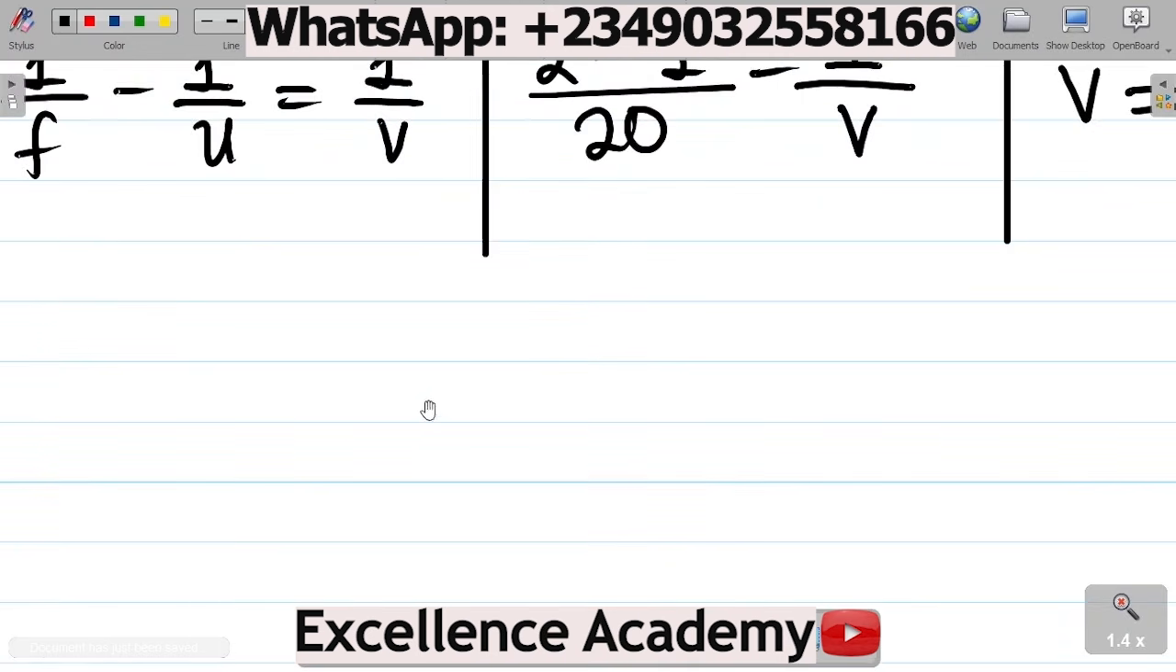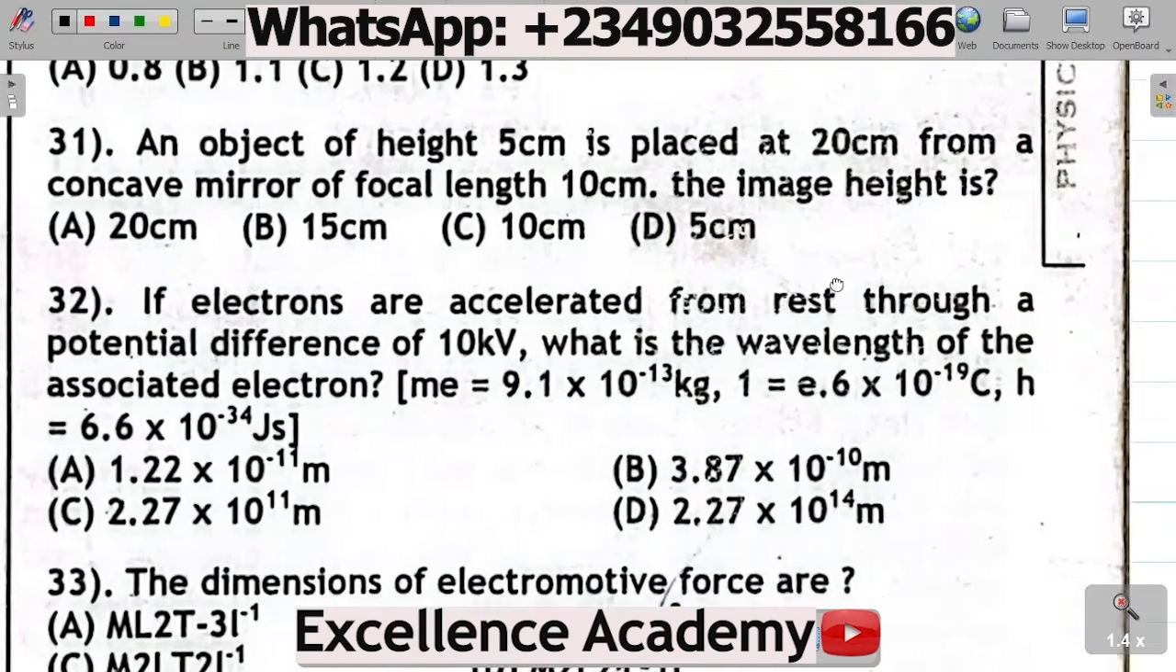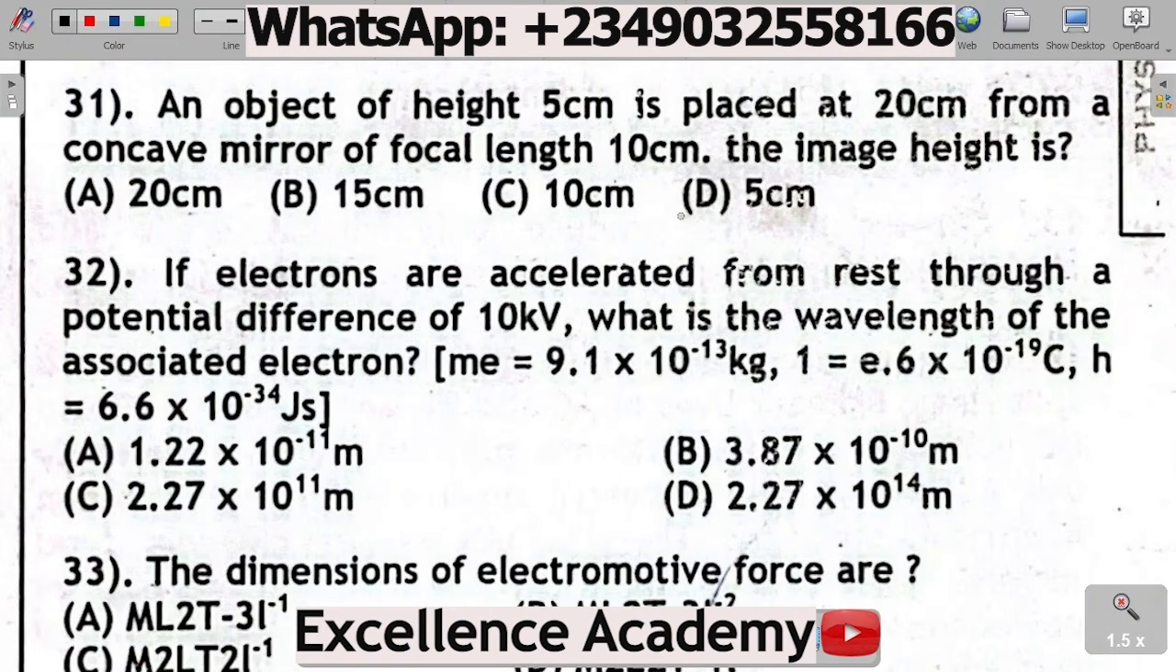So let's check the options. Which of them has 5 cm? So hence the correct answer there is D, 5 cm. 5 cm is the correct answer. Let's look at the next question, question number 32.